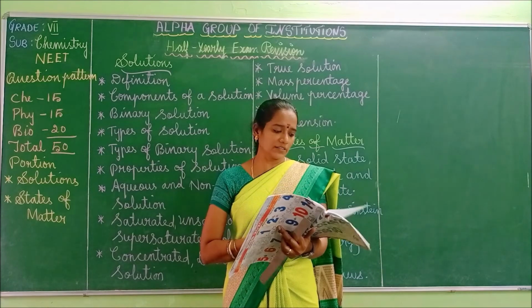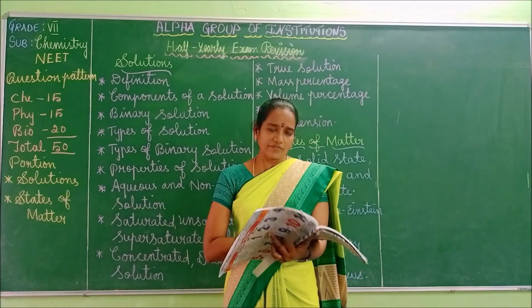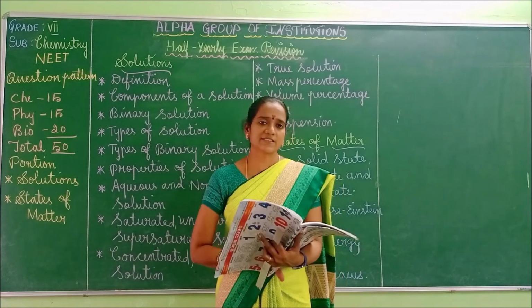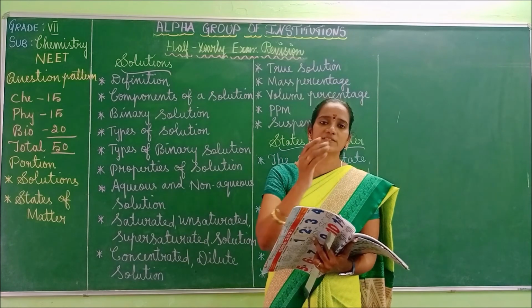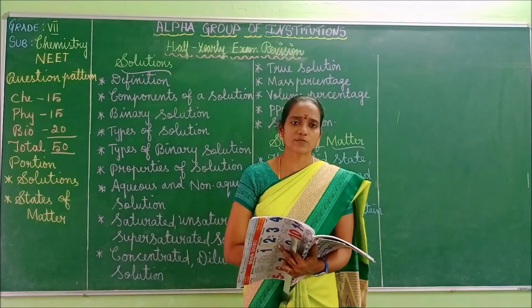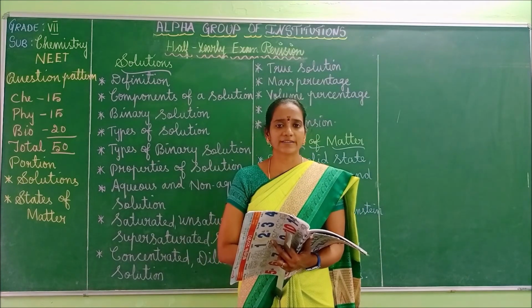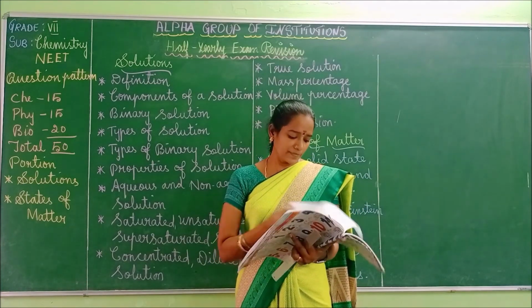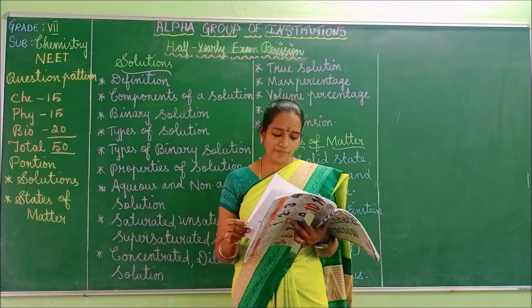Okay. So what are the things we discussed in the states of matter lesson? First one is the 3 states of matter. The first important 3 states of matter are solid state, liquid state and gaseous state. And the 4th state is the plasma state, whereas the 5th state is the Bose-Einstein condensate.